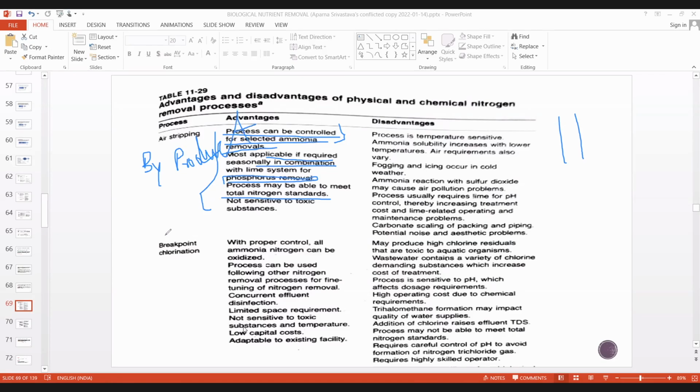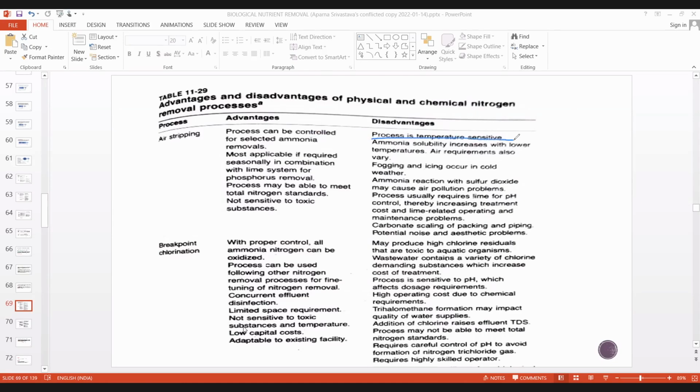And that's why some researchers feel that it is better than the breakpoint chlorination. So you people already have an idea about what breakpoint chlorination is. What are the disadvantages?